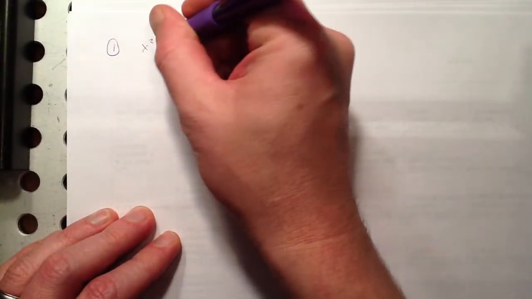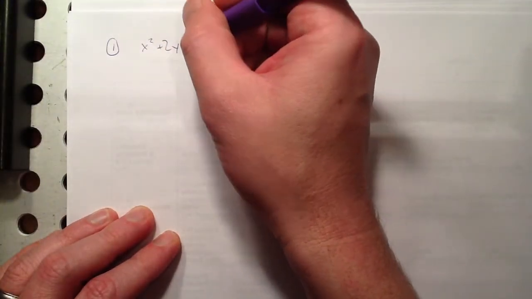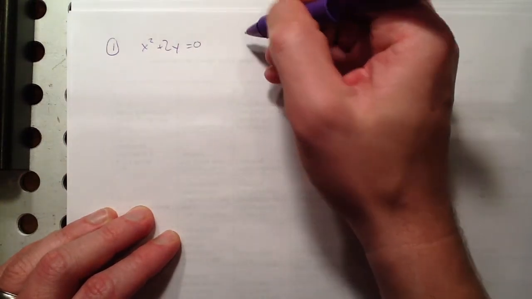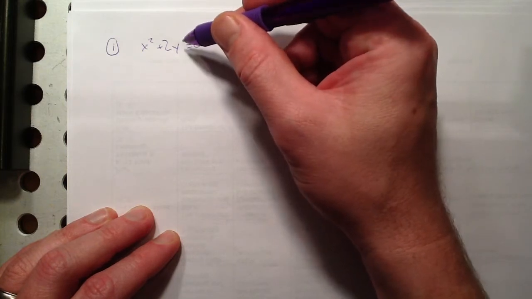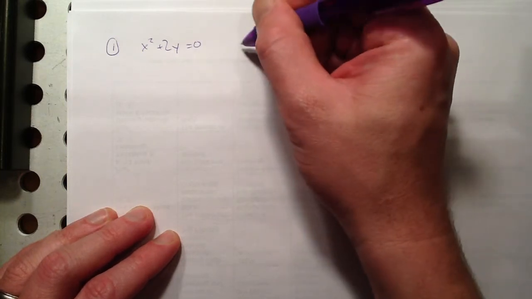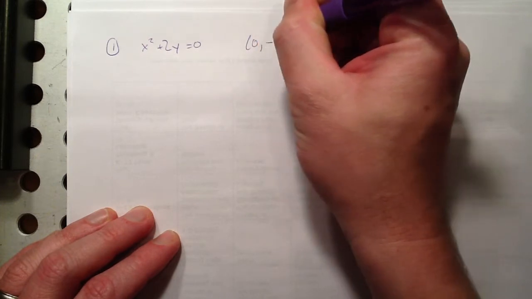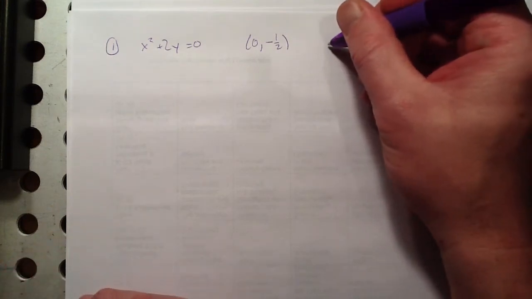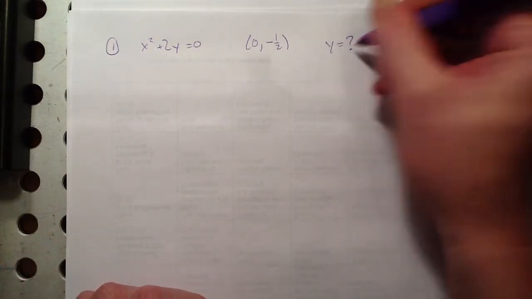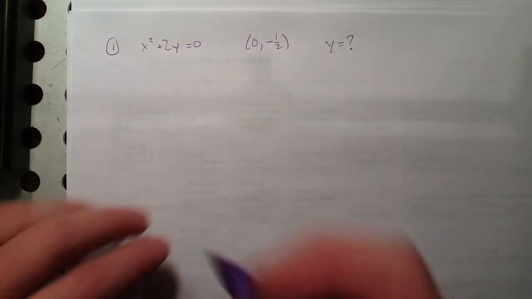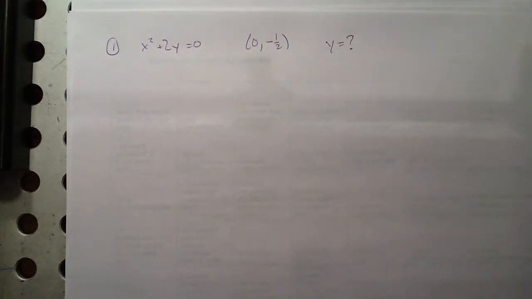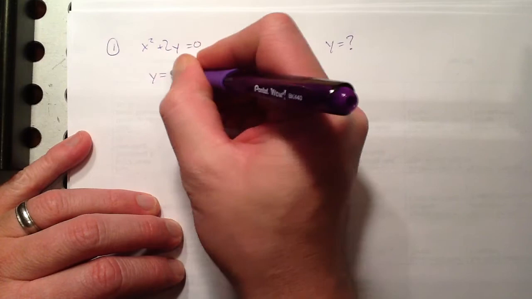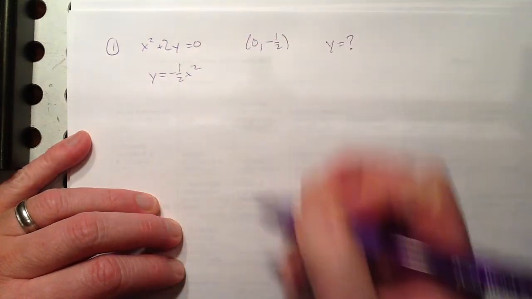We're given the curve x squared plus 2y equals 0, and we want to find the point on the curve that is nearest to the point 0, -1/2. That happens when y is equal to question mark. Okay, so let's see if we can figure that out. Here we've got y is equal to -1/2 x squared, solving that.